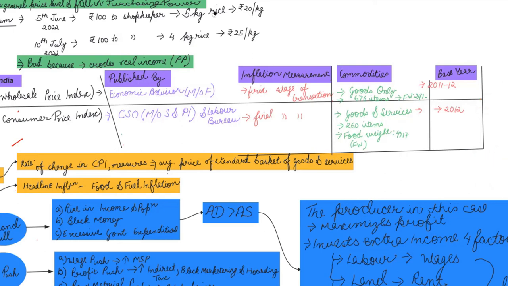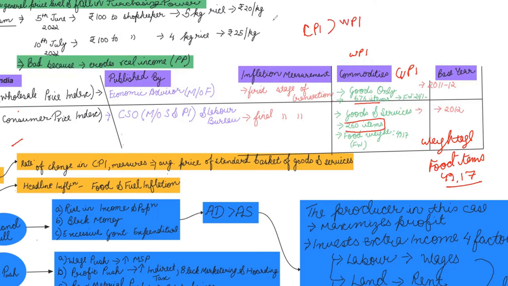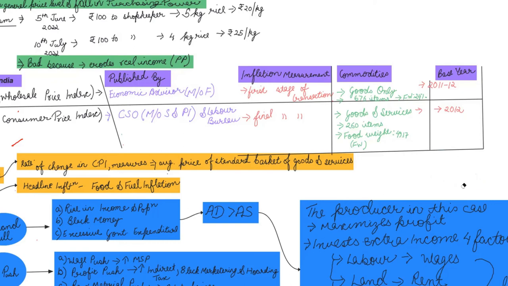Next important thing you have to know is that in the Wholesale Price Index, there are 676 items as compared to CPI, which has only 260 items. And in the Consumer Price Index, the weightage of food items is 49.17%, as compared to the weightage of food items in the Wholesale Price Index. So you can say that the food weightage of the Consumer Price Index is greater than that of the Wholesale Price Index. Okay, I'll explain why when we come back here again. So just for the timing, try to memorize the fact that there are more items in the Wholesale Price Index as compared to the Consumer Price Index first. Secondly, in the Wholesale Price Index, only goods are taken into account, while in the Consumer Price Index, both goods and services are taken into account.